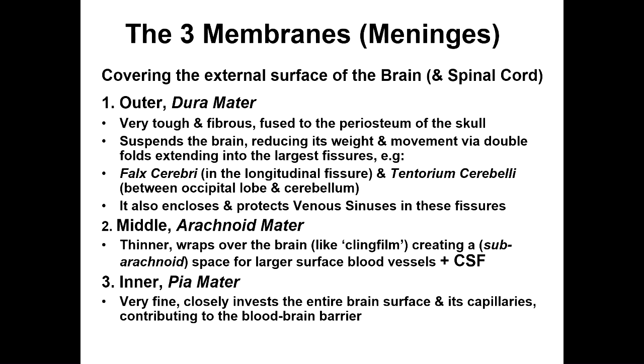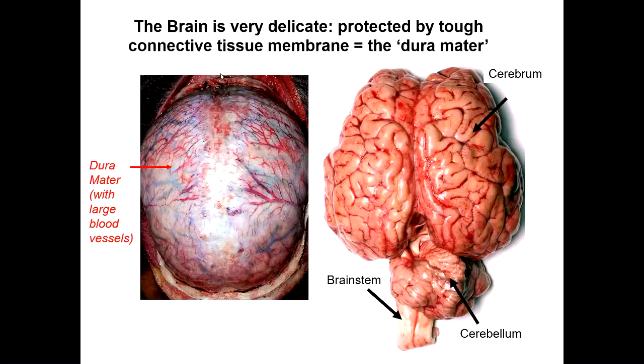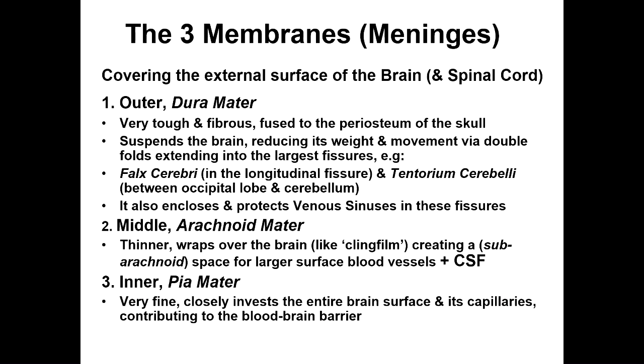And it also extends double folds of this dura into quite large spaces or fissures on the outside of your brain. One of those fissures is called the longitudinal fissure. It's the slit that runs between the left and right cerebral cortices, this one here. So there's a space between the left and right cortex that runs in a longitudinal direction, like this, and it is called the longitudinal fissure, and the dura mater dips down into that fissure to help suspend your brain within the skull.